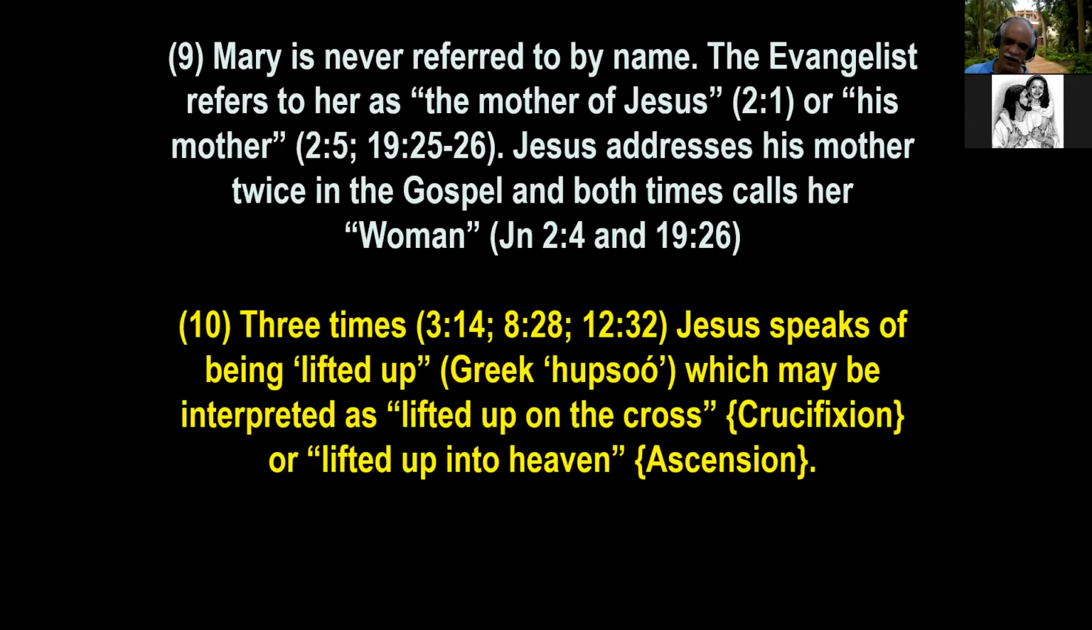However, the same verb hupsu, lifted up, can also mean lifted up into heaven. And in the Gospel of John, there are a number of words which have a double meaning. The double meaning is an indication that John wants us to understand both of these terms. So in the Gospel of John, when 3 times Jesus speaks about being lifted up, he is speaking about both being lifted up on the cross and being lifted up into heaven.